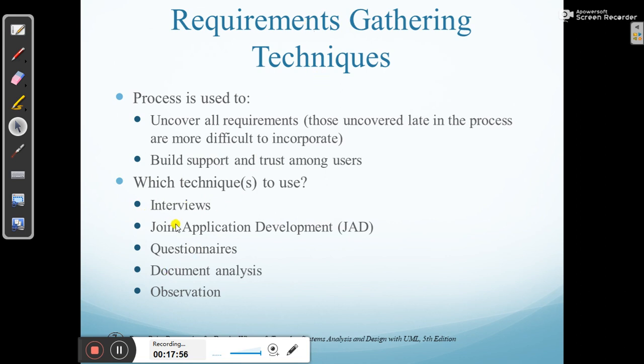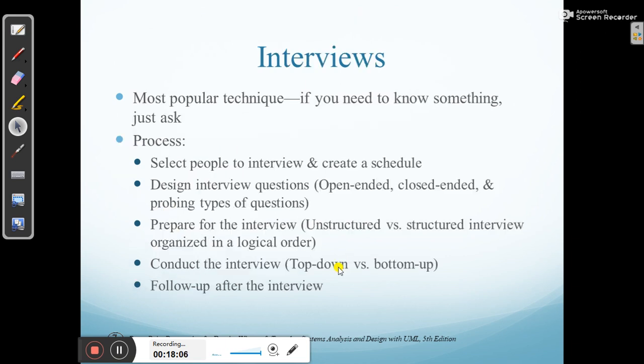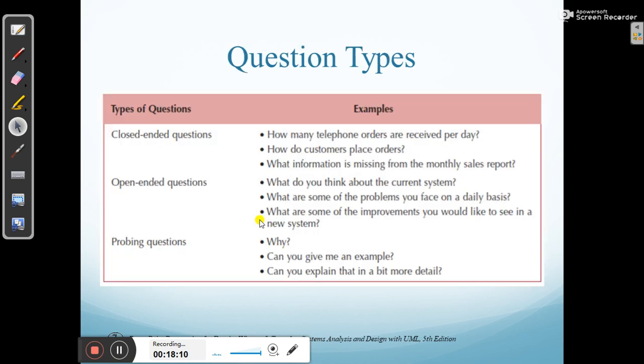We have discussed a few techniques previously in the case of fact finding techniques. Those are almost the same, but we will try to go through this one, joint application development. We have gone through this in the previous video.